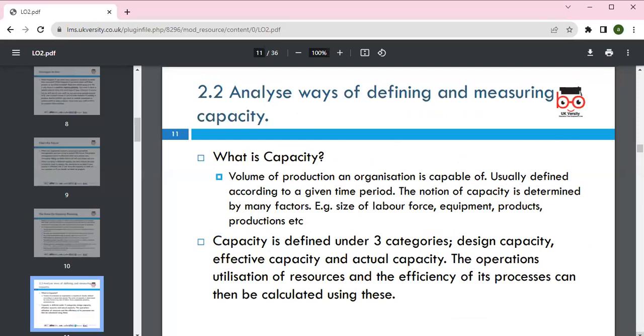Next, LO1 2.1, and now we're looking at 2.2, analyze the ways of defining and meeting the capacity. The volume of production an organization is capable of is usually defined according to a given time period, and the notion of capacity is determined by many factors, the size of the labor and the product. Capacity is defined in three categories: design capacity, effective capacity, and actual capacity. The operational utilization of the resource and the efficiency of the process can be calculated.